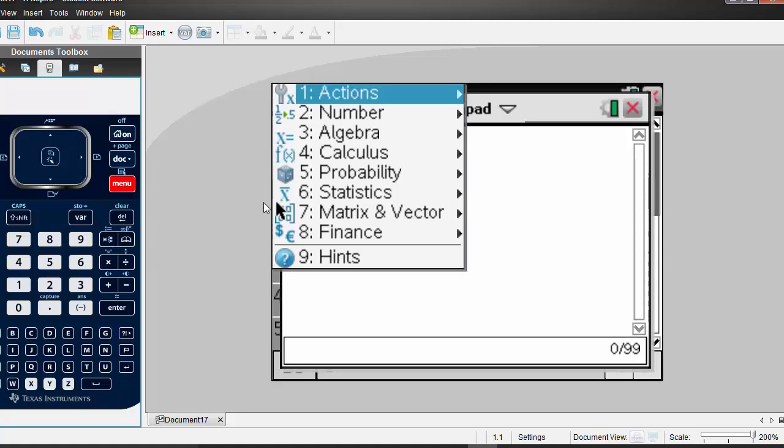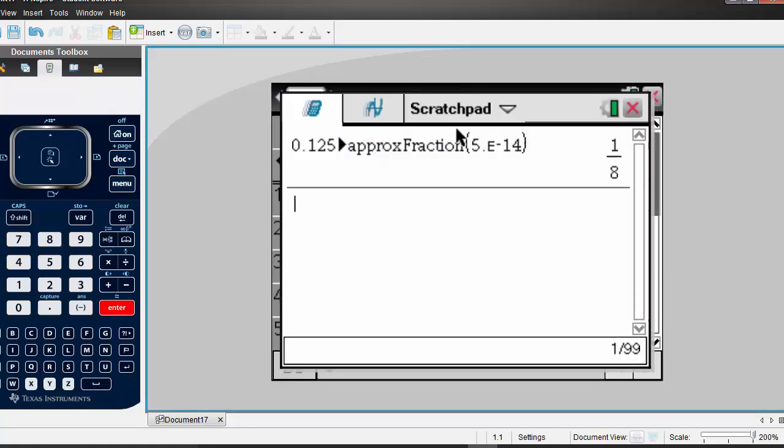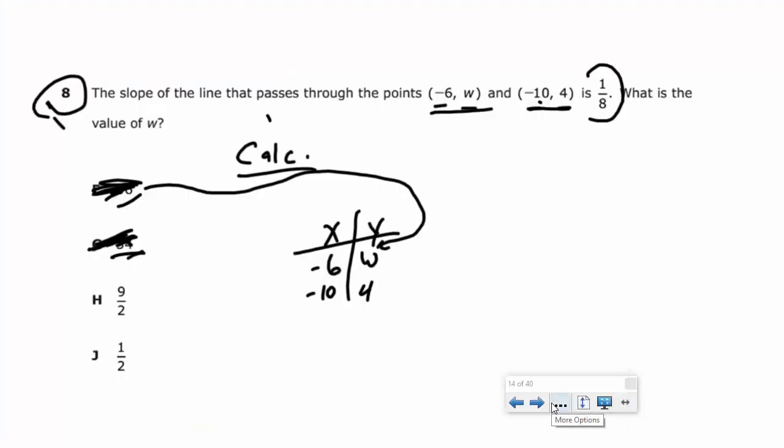So I can go to Menu, Number, Approximate the Fraction, and then hit Enter. Hey, what do you know? 0.125 is actually the same thing as an eighth. And the eighth, as you recall, is what I wanted. I wanted this to be an eighth. So this is actually the answer for W.